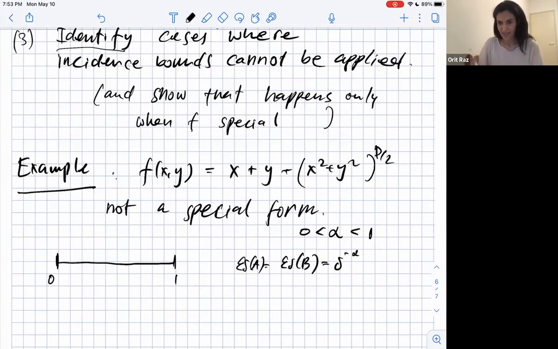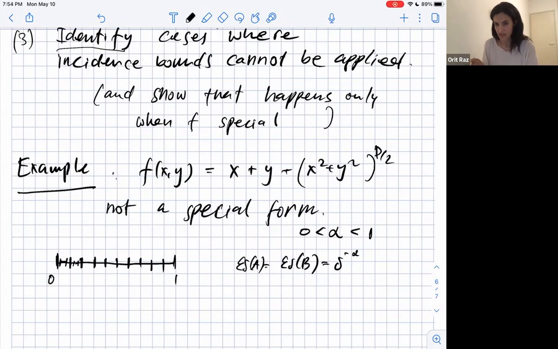So let's take 1 divided by the number of intervals that we want to have, which gives you delta to the alpha. So we will have delta to the minus alpha intervals, each of length delta to the alpha. So delta to the alpha is larger than delta. And now in each such interval, we put a small interval of length delta. So we have exactly delta to the minus alpha intervals of length delta.